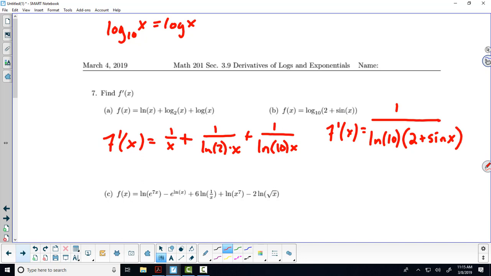But now what do I have to do? I have to multiply that by the cosine of x because it's the derivative of that expression. Let me scoot that over.